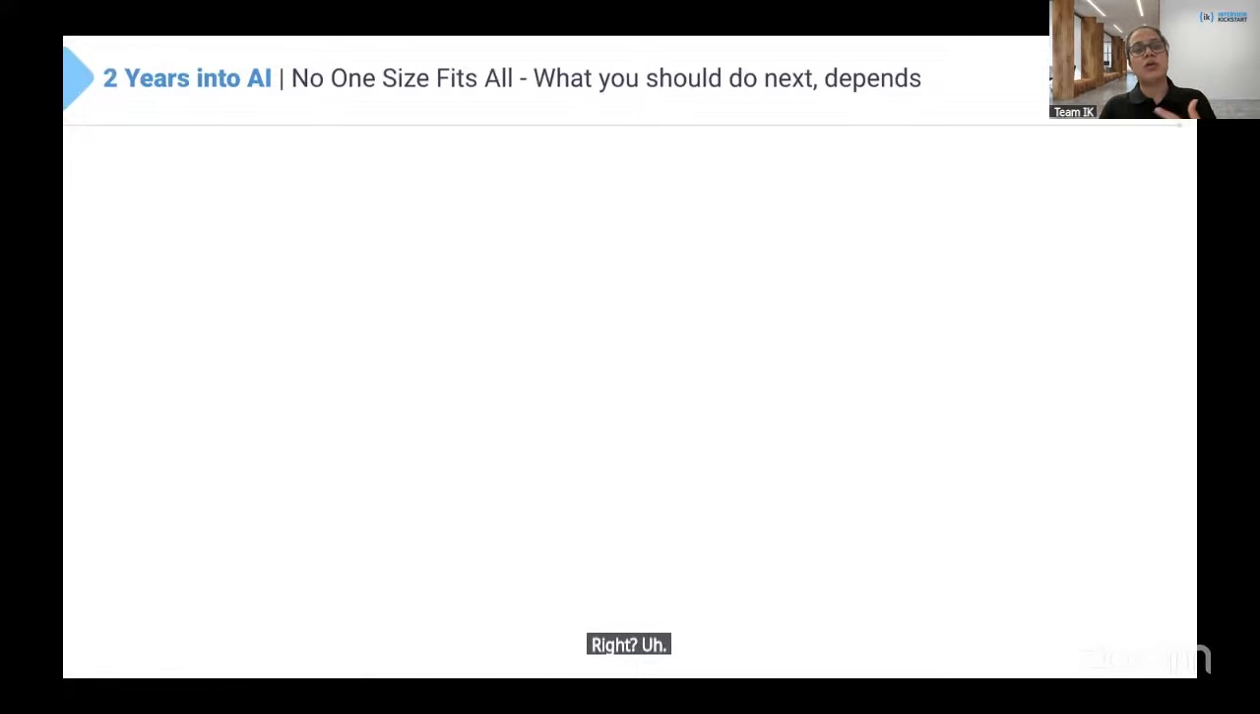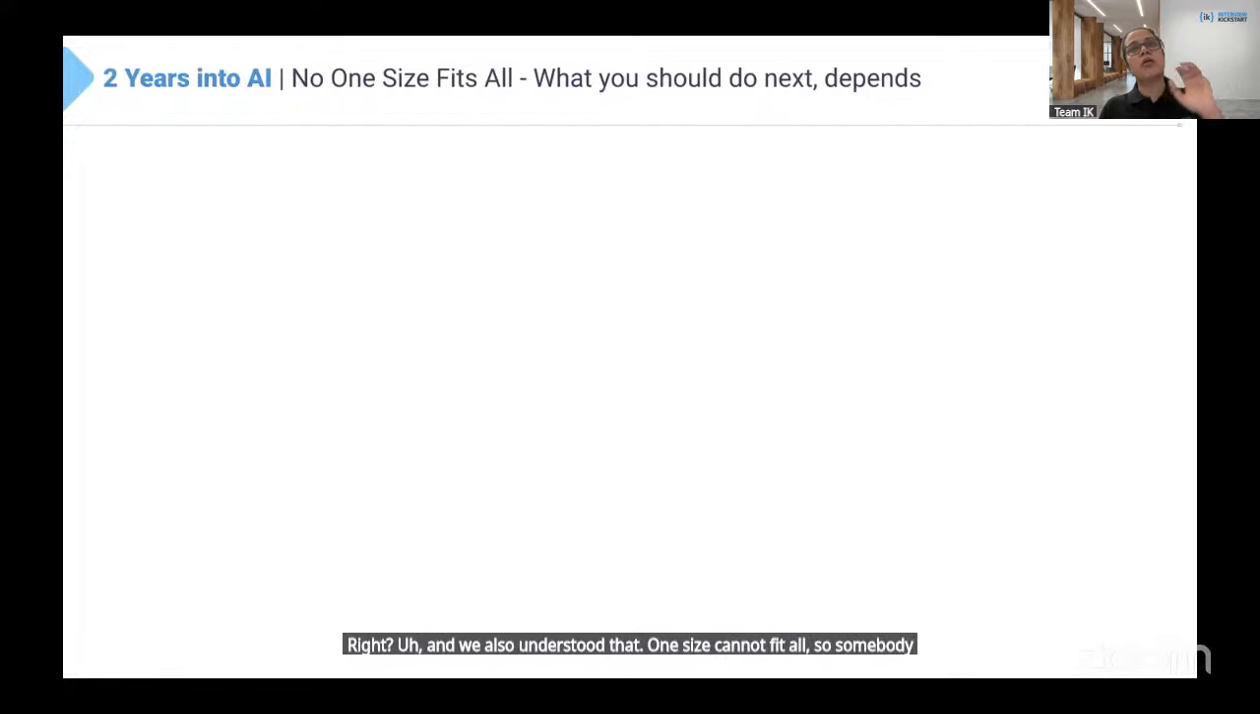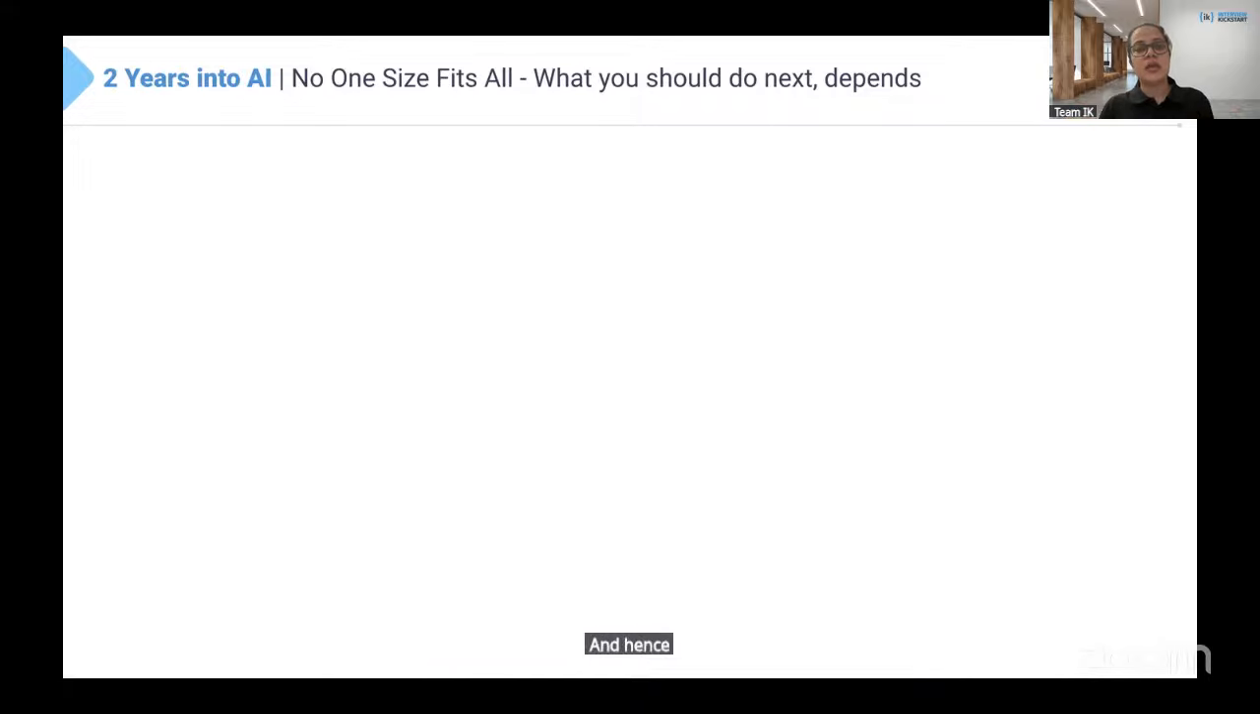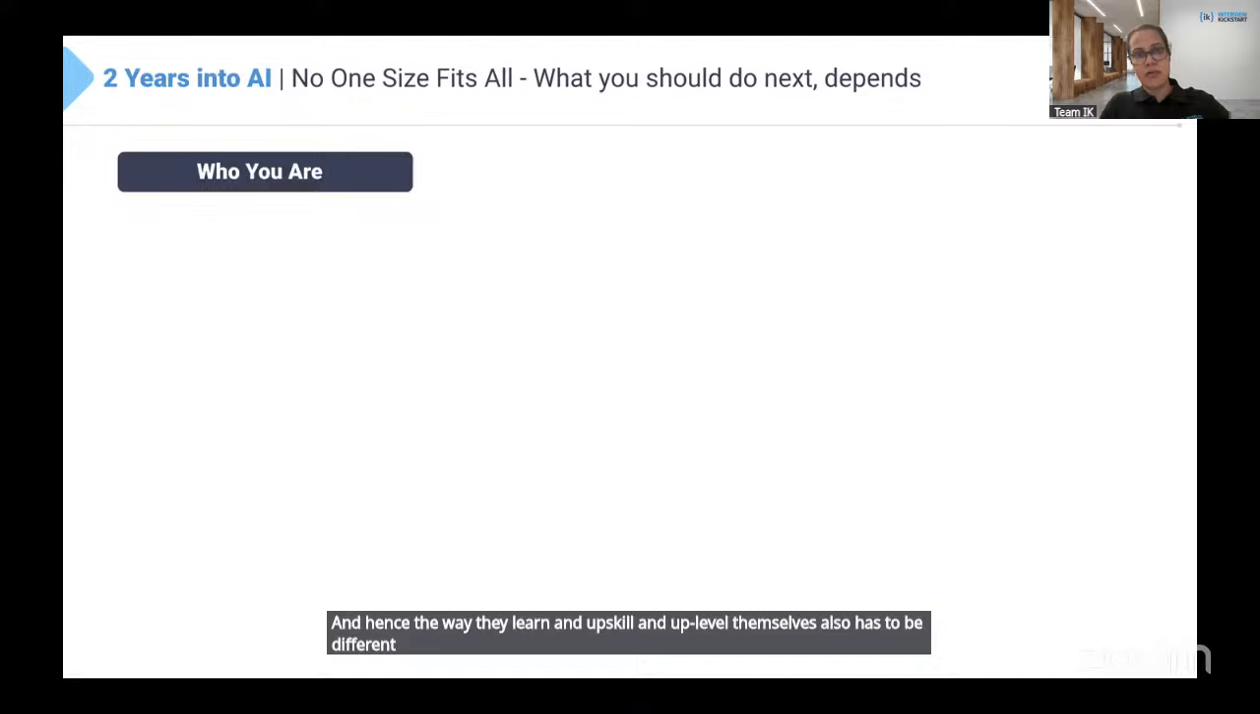And we also understood that one size cannot fit all. So somebody who's from an 8+ years of software engineering background versus an engineering manager with say 18+ years of work ex, there's a lot of difference in the expectation, in the way they already look at technology, and hence the way they learn and upskill and uplevel themselves also has to be different. So we started with who you are.